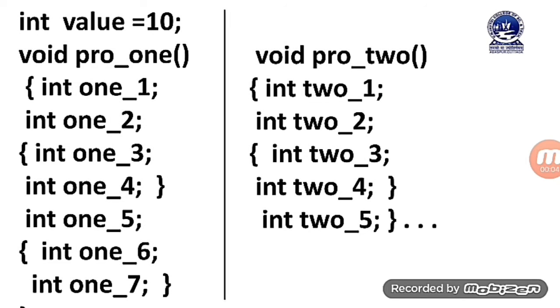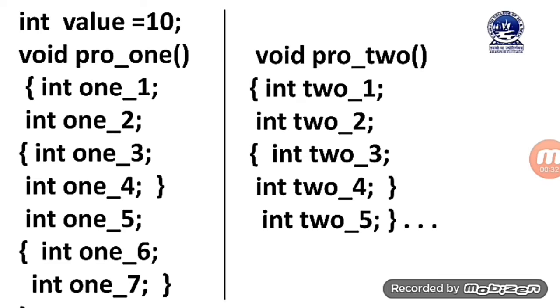Here I have used two different procedures and one variable which is global in nature, and in the procedures also I have used some inner blocks. Then I will represent this structure by using a diagram so that you will be very clear about the scoping rules, or what types of different tables are maintained in the symbol table on the basis of scoping rules.